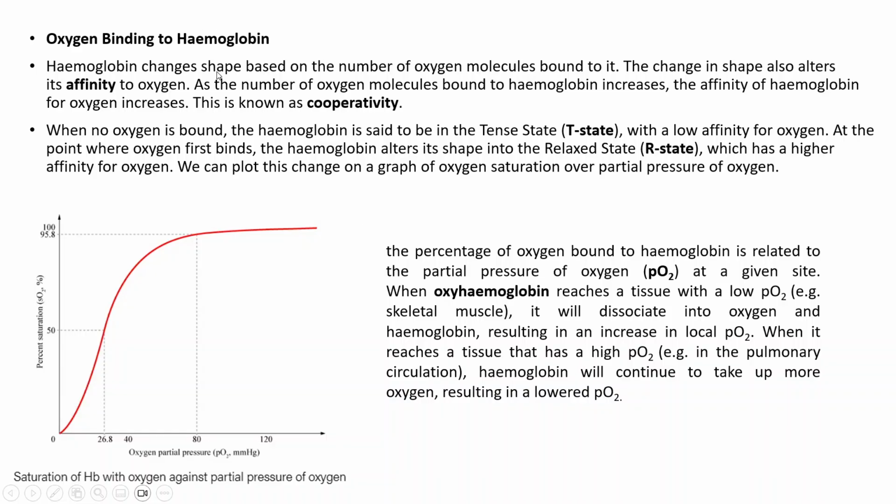When hemoglobin is bound by oxygen, there's a change of its shape, based on how many oxygen molecules are bound to it. The change in shape can actually change the affinity it has for oxygen. I'll give you an analogy after this. As the number of oxygen molecules bound to hemoglobin increases, the affinity of hemoglobin for oxygen increases along with that. This phenomenon is called cooperativity.